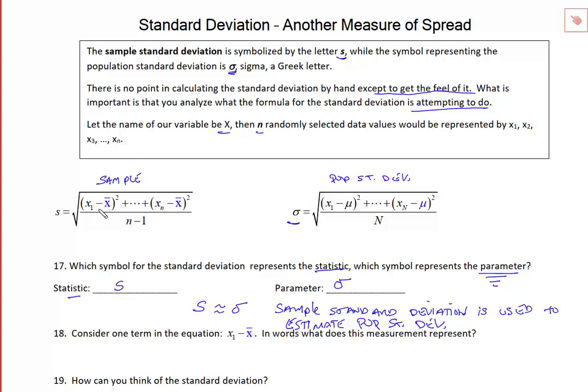Now here you can see what this equation is. If we're doing a sample, notice we use x bar. If we have population standard deviation, then we need sigma, the actual population mean. But for a sample, we only need the sample mean. Another difference is, notice I'm dividing here by n minus 1, and here I'm dividing by n, the population size, while n here is the sample size.